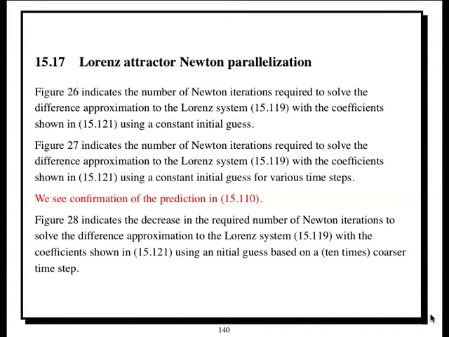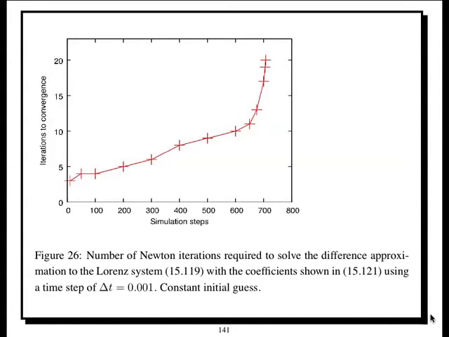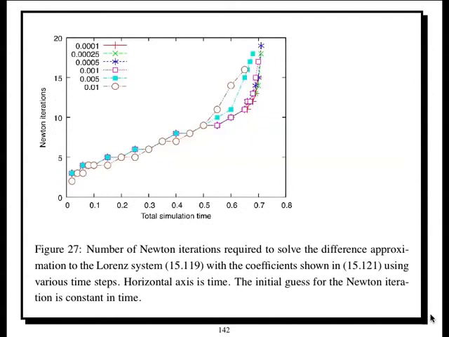Here's what you see. The number of Newton iterations to converge as a function of the simulation steps goes up sort of linearly for a while, but then it hits a wall. And then at a certain point, it just quits working at all. If you look at several different time steps and have the axis be time, we're expecting them to coalesce. Well, they are totally coalesced.